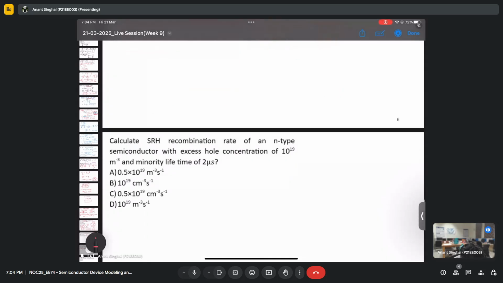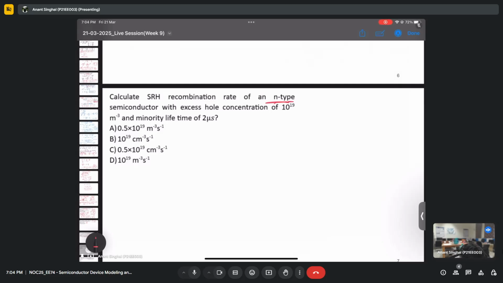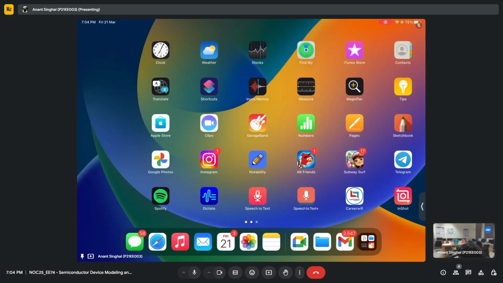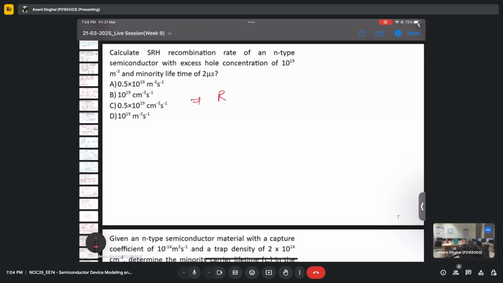Next is calculate the SRH recombination rate. So the recombination rate we need to find only for an n-type semiconductor. Excess hole concentration is given, minority lifetime is given. So this is direct. For the minority carriers, the rate will be del p over tau p. I guess both of them are given. So del p is 90, tau p is 2 microseconds. It is 19 per meter cube. So per meter means centimeter will be more. The options are in both.